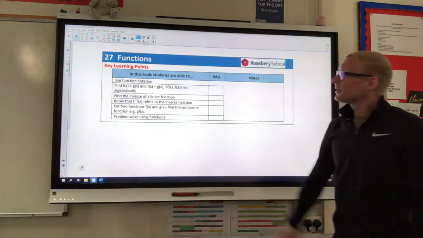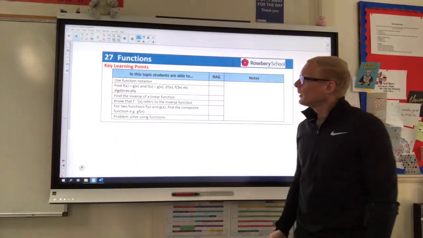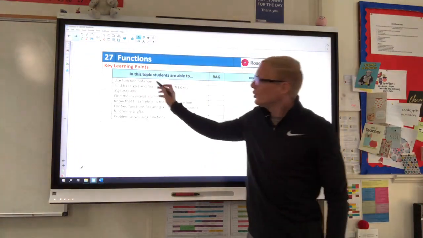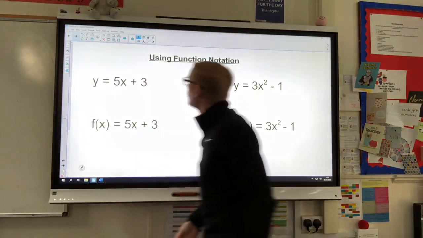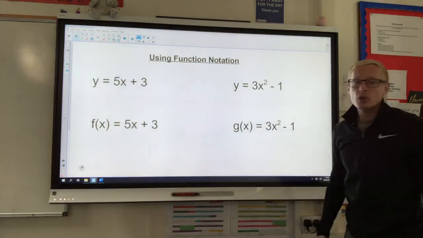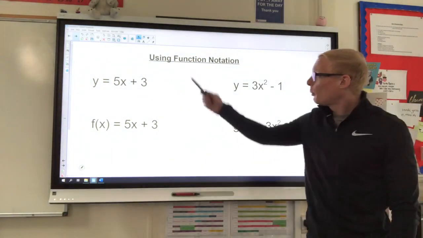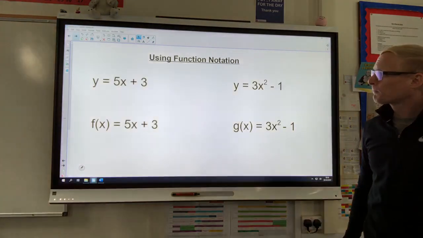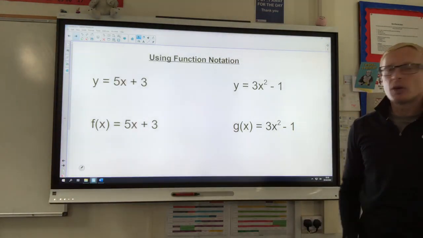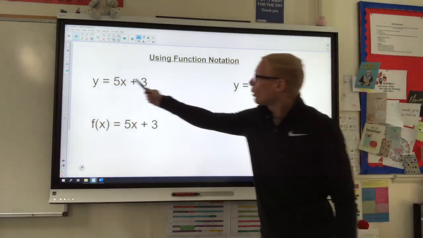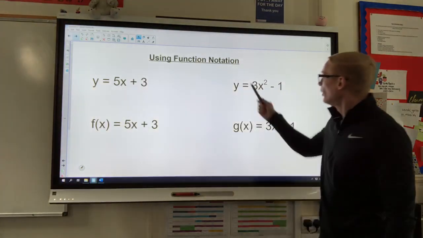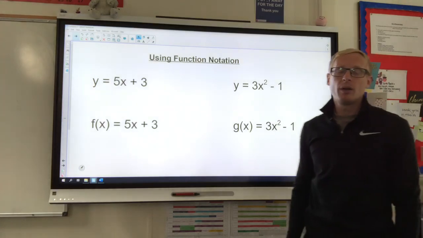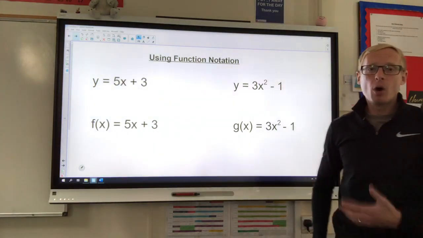So getting back to today's lesson and functions, we're going to target this first one, using the function notation, today. So the title is using function notation, and then I'd like you to copy down what's on the board at the moment. Now the point I want to make about a function is this. If you look at these top 2 equations here, you've got y equals 5x plus 3 and y equals 3x squared minus 1. Now they're both equations that are y equals.